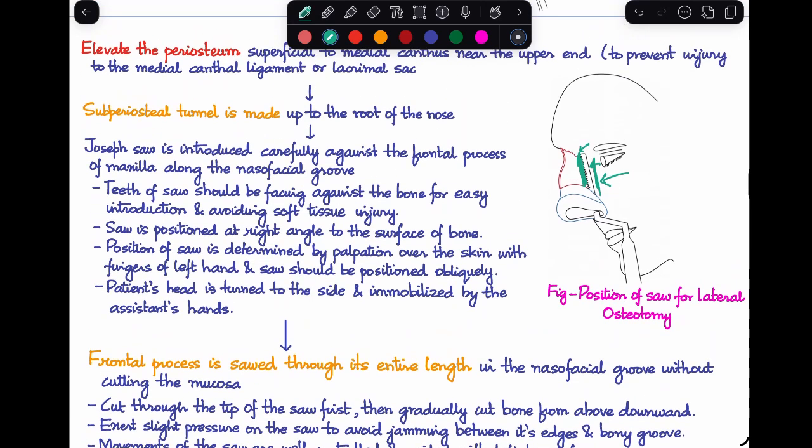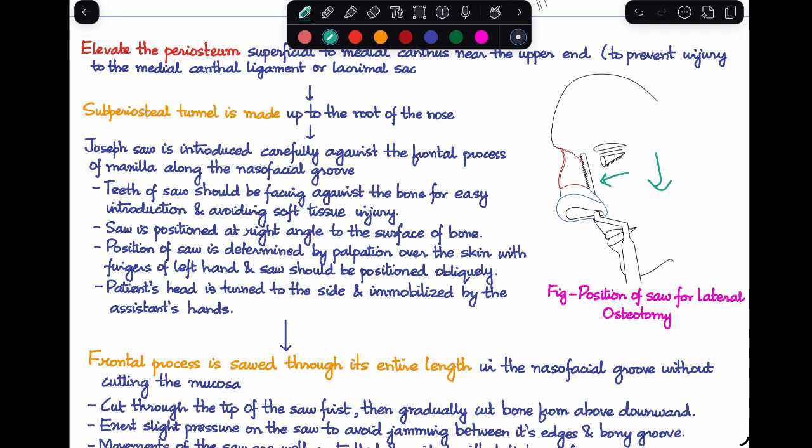And the technique to remember here is that we should cut with the tip of the saw first and then gradually cut the bone from above downward. And you have to be very careful about applying very little pressure on the saw so that it does not get jammed between the bony grooves and the edges of this saw over here. So we are going to be very careful, and the movements of the saw have to be very well controlled and guided with the help of your left hand fingers.